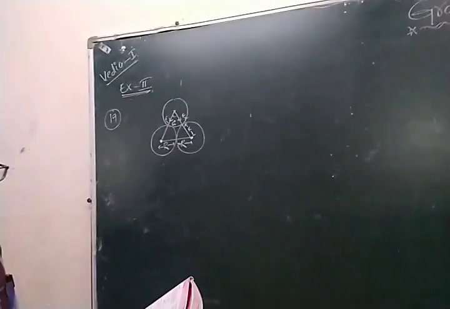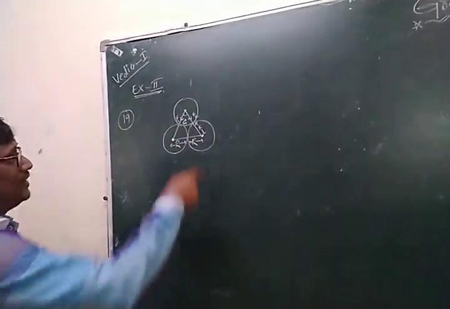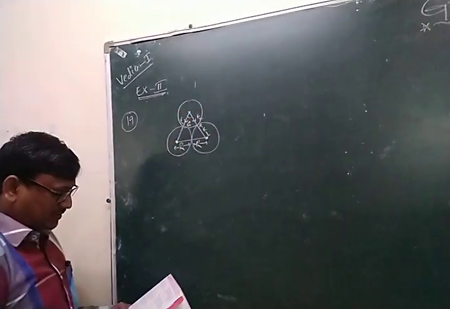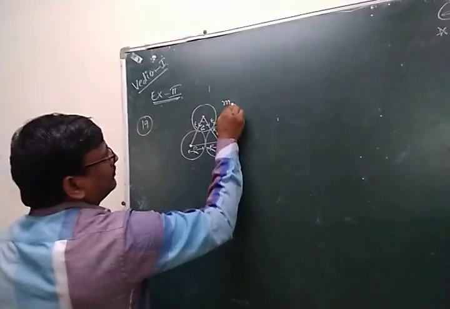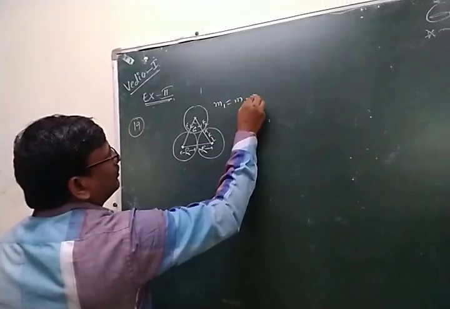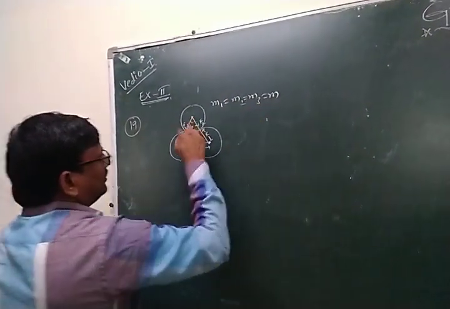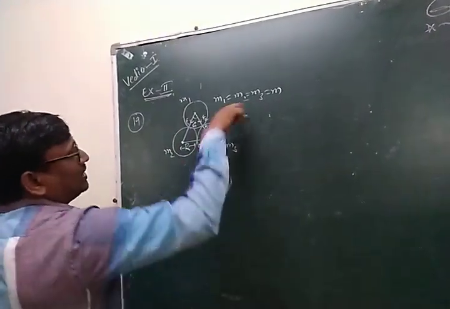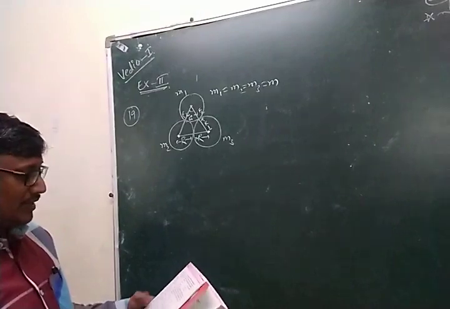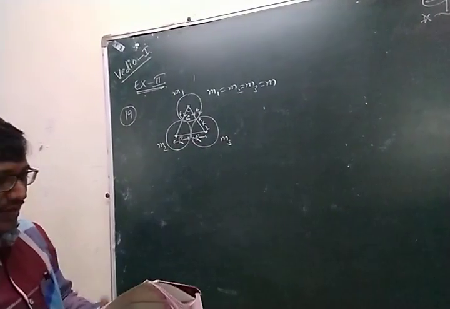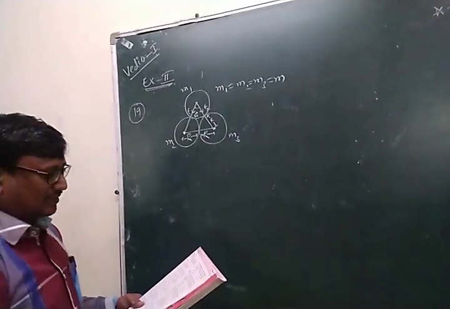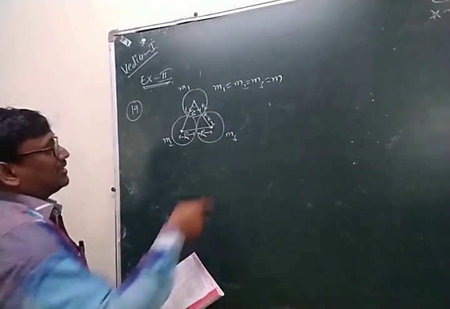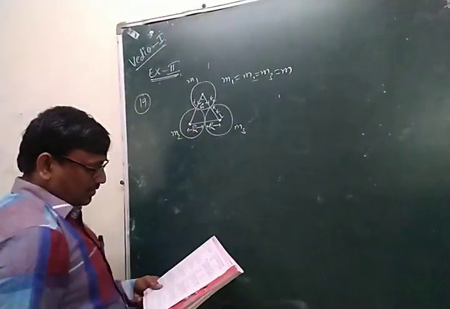So next, question 19. There are 3 uniform spheres, each of mass m. So m1 is equal to m2 is equal to m3 is equal to m. This is m1, this is m2, this is m3. Each mass is m and the radius is capital R. They are kept such that each two touch each other.